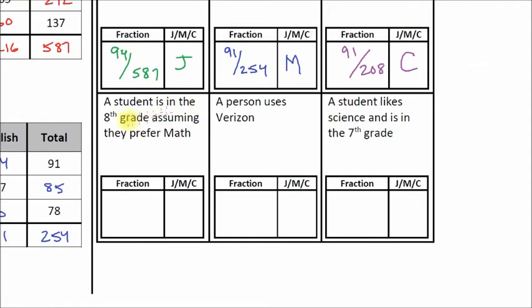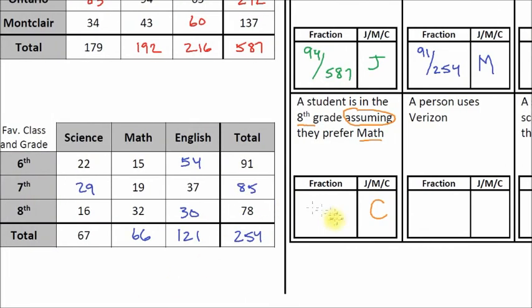Alright, a student is in the 8th grade assuming they prefer math. So here we go. Our categories are 8th grade and math, and we have the word assuming, so we know it must be conditional probability. So math is the one we are assuming, so that's the total we want in the denominator. And it looks like the total math people are 66. 66 people preferred math in our entire survey. And of those, how many are in the 8th grade? We've got 32 in the 8th grade. So 32 out of 66.